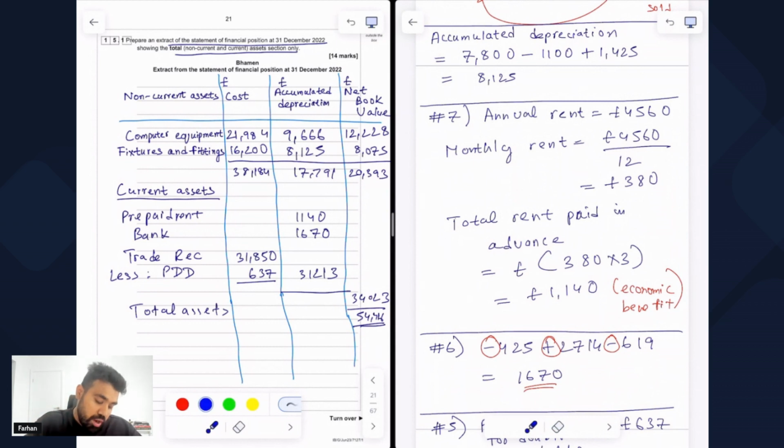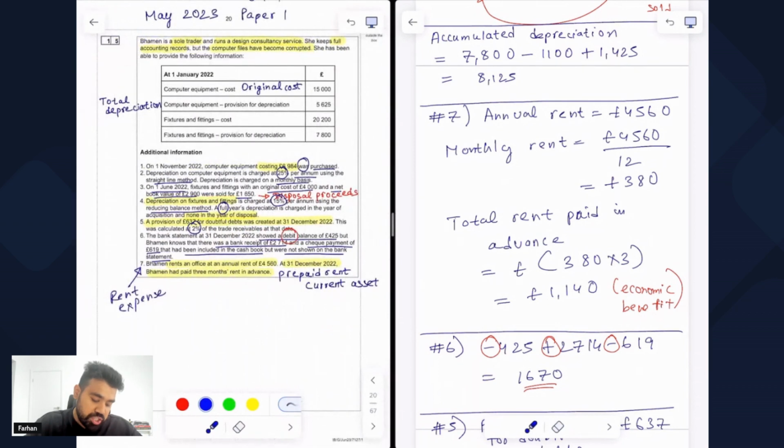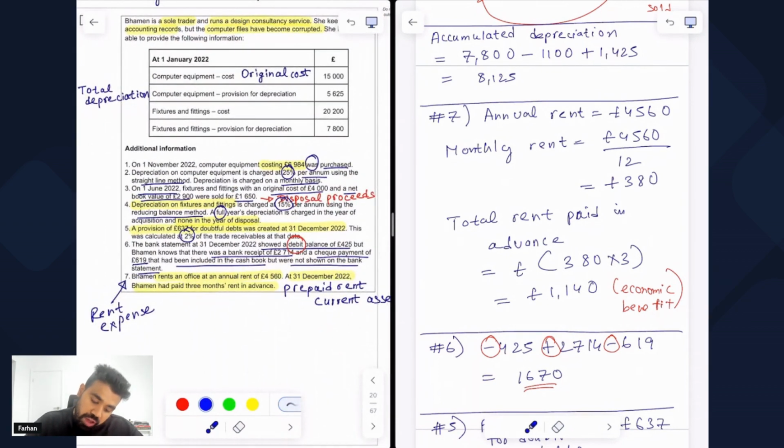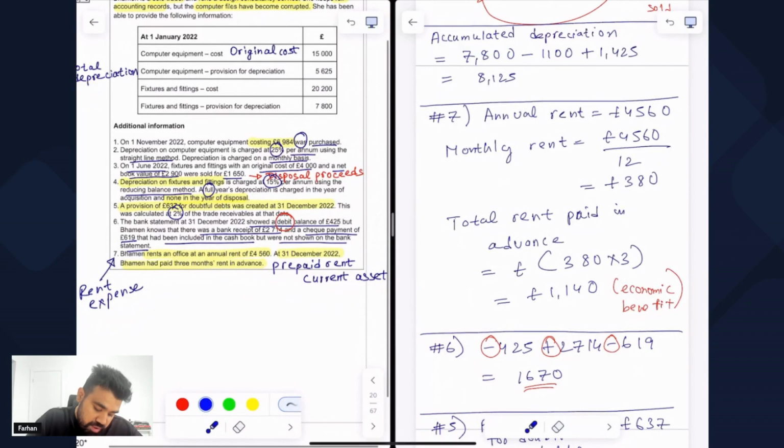Now we're going to prepare the current assets section for the balance sheet. So let's look into the remaining information that we're given. I've started with information number 7, and let's read what that says. Vaughn rents an office at an annual rent of £4,560, which means that Vaughn runs his business and the business has a rent expense of £4,560. At 31 December 2022, Vaughn had paid 3 months' rent in advance.